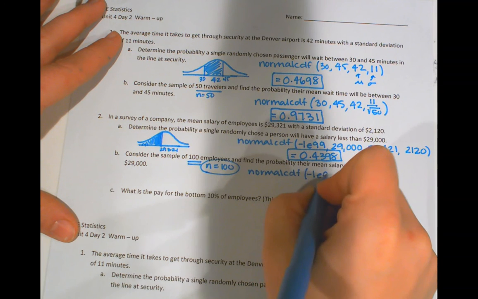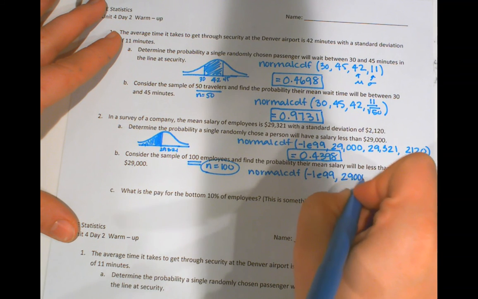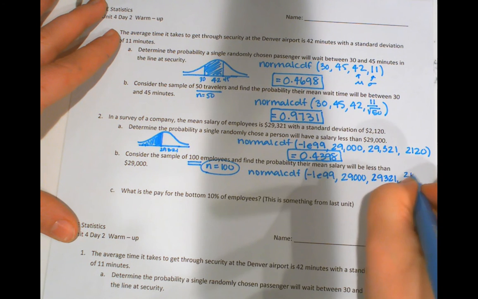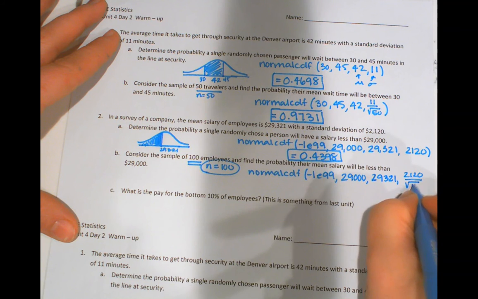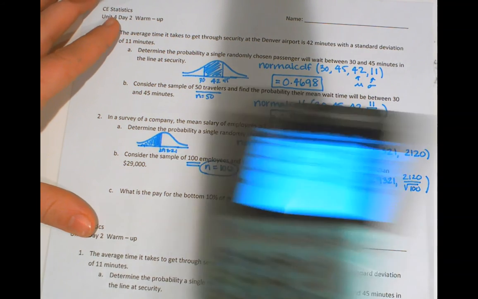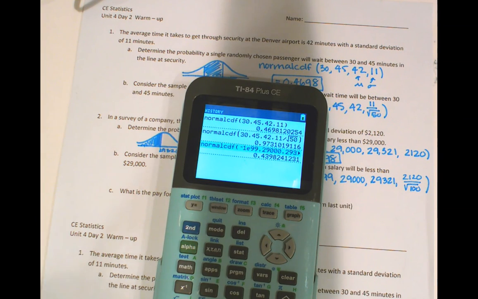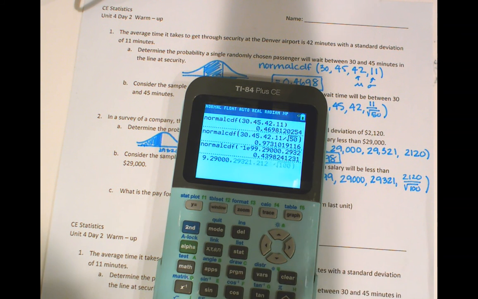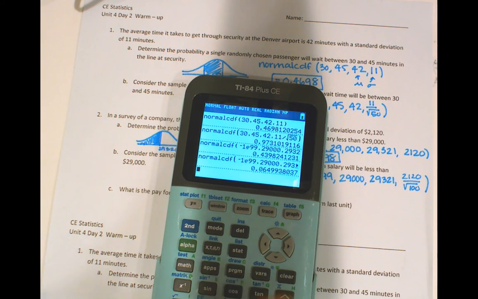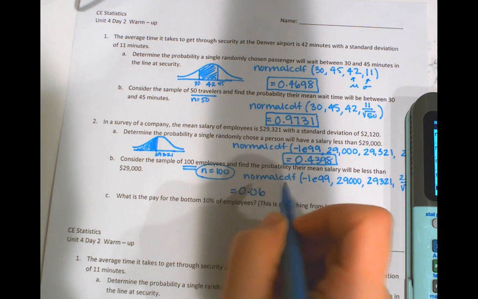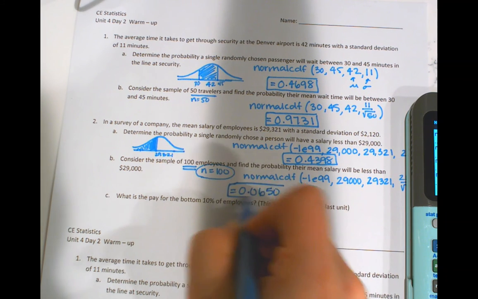So the only thing that's going to change is our standard deviation. So I'm still going negative 1e to the 99. I'm still going to 29,000. My mean is still the same, but my standard deviation becomes 2,120 divided by the square root of 100. Basically all my information is the same. I just need to change this last thing to divided by the square root of 100. So then I end up with a probability of 0.0650 when I round that.